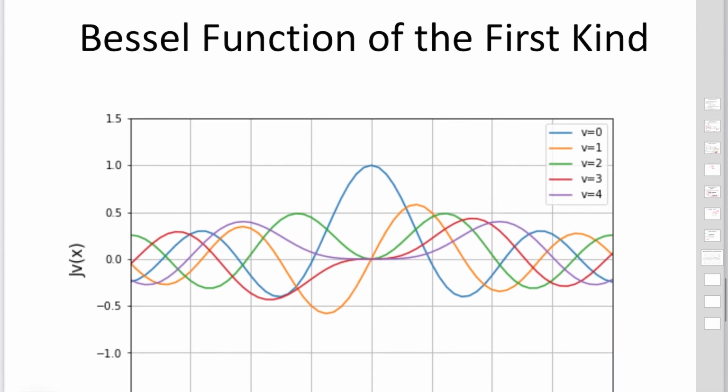The graph of the Bessel function is given here. You can see the cases of nu equals 0, nu equals 1, nu equals 2, nu equals 3, and nu equals 4. You can find that the Bessel function is an oscillatory function. Okay, this is the end of this lecture.